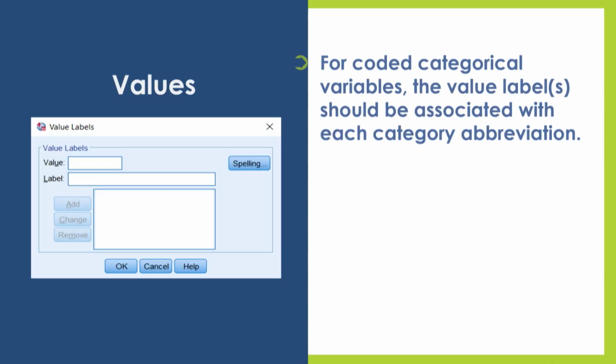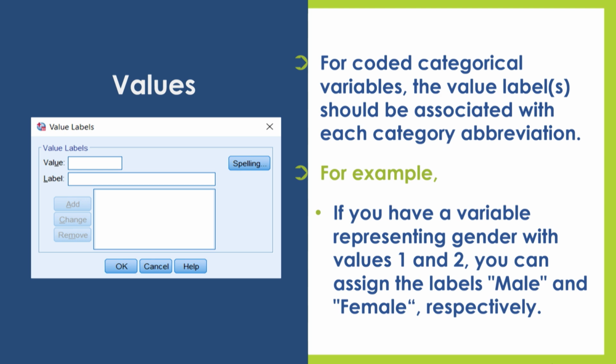Values. For coded categorical variables, value labels should be associated with each category observation. For example, if you have a variable representing gender with values 1 and 2, you can assign the labels male and female respectively. Here we may enter 1 for male and 2 for female, then click Add and click the OK button.